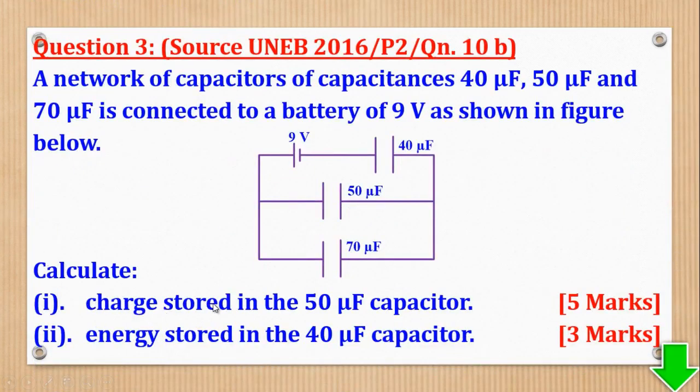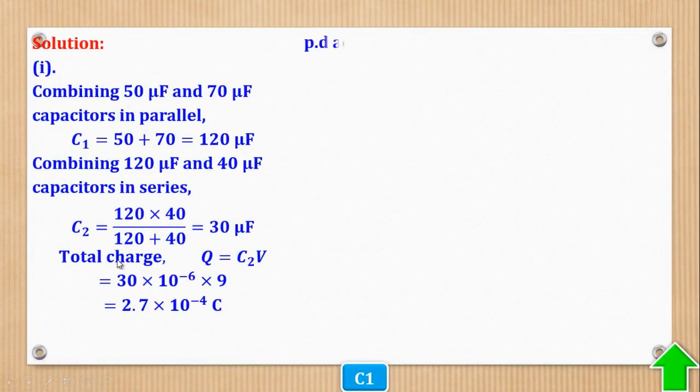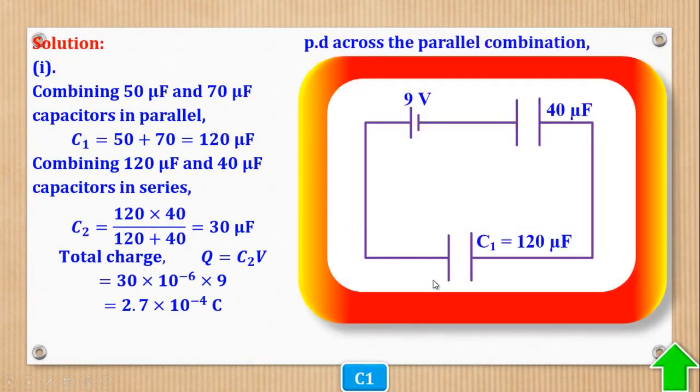The question wants the charge stored on the 50 microfarad. So they want the charge at this point. Now, we know the capacitance, but we don't know the PD, and we also don't know the charge which they want. Therefore, we have to first get the PD across this capacitance. So the PD across the 50 microfarad is the same PD across this, because they are in parallel.